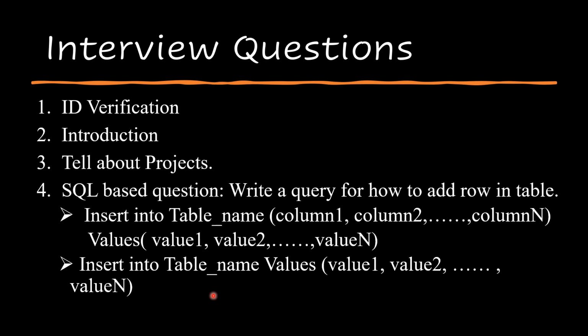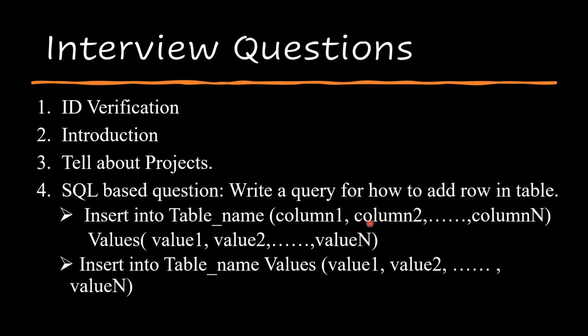After that, the interviewer asks to write a SQL query, and the question was to write a SQL query to add a row in a table. So some table is initially present and you need to add one more row in that. There are two options using which we can add information to a table. The first is INSERT INTO table name, then you write down the column names like first column, second column, third column, and the values related to the columns. So first column value should be value 1, second column value should be value 2, and so on.